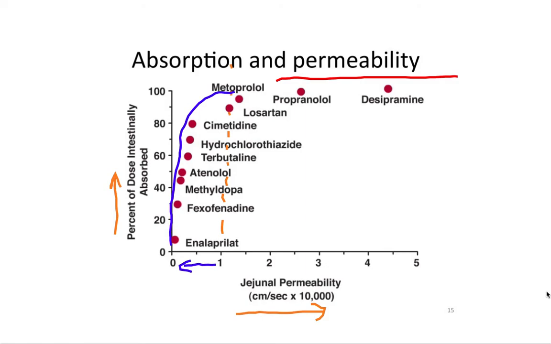Enalaprilat, fexofenadine, and methyldopa, when compared to propranolol, desipramine, losartan, or even metoprolol, have less permeability and hence a lower fraction of the dose absorbed. For example, enalaprilat permeability is very low, and if you look at this value, less than 10% is going to be absorbed from an oral dose. So you clearly see the correlation between intestinal permeability and the dose that is intestinally absorbed.